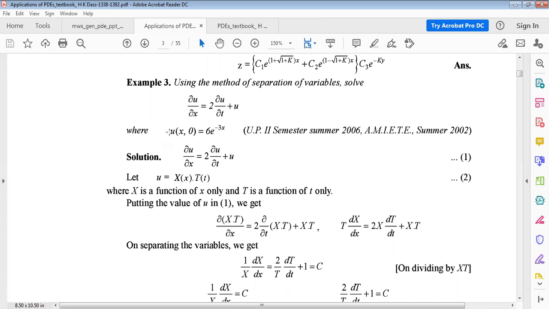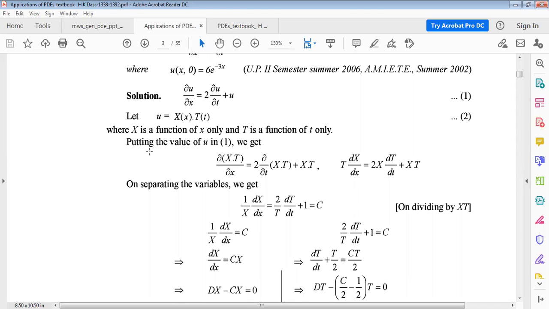And this is the initial condition given. Suppose this is the given differential equation, and let us consider this will be the solution: u equals X T. Here capital X and capital T, because the small t is the independent variable. Now capital X is a function of small x and capital T is a function of small t only. So putting the value of u in equation 1.